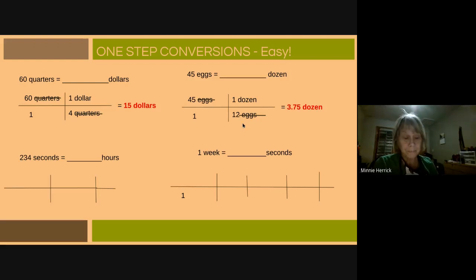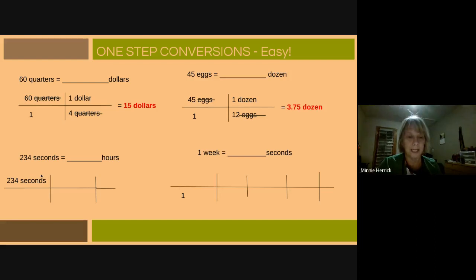Okay. Now, again, some of these are so simple that you probably can think about it and realize, hey, if there's 4 quarters to $1, you just know naturally to divide. Or the same with getting eggs to dozens. And the same could happen with seconds to minutes and hours. But let's just do one more here.